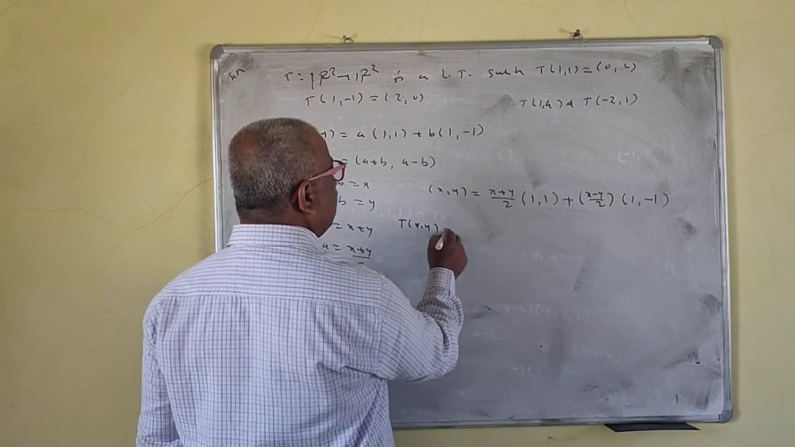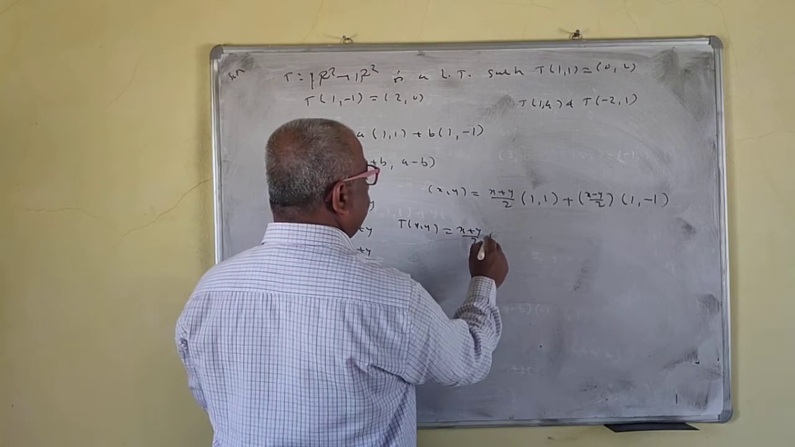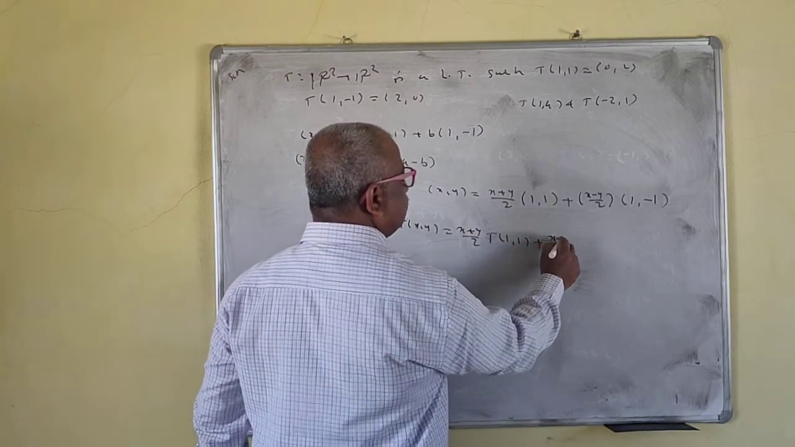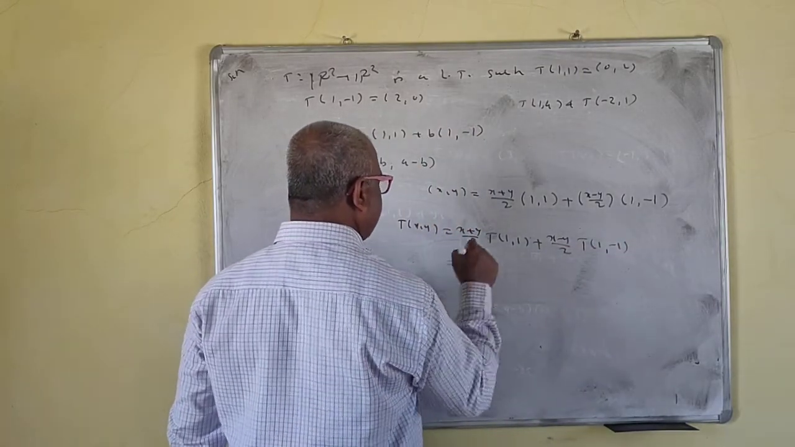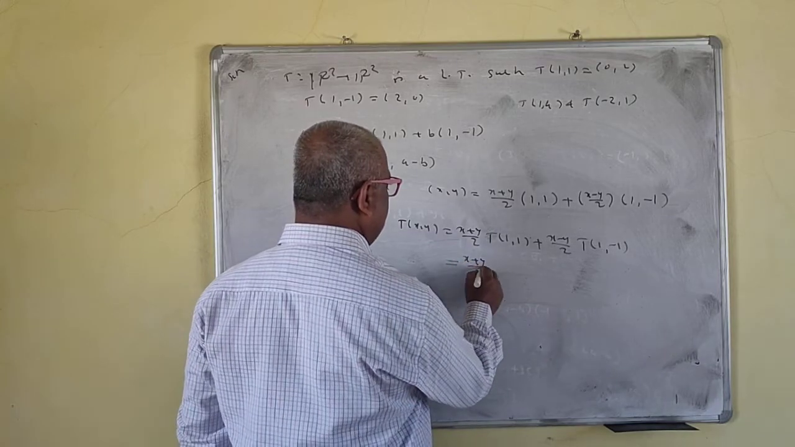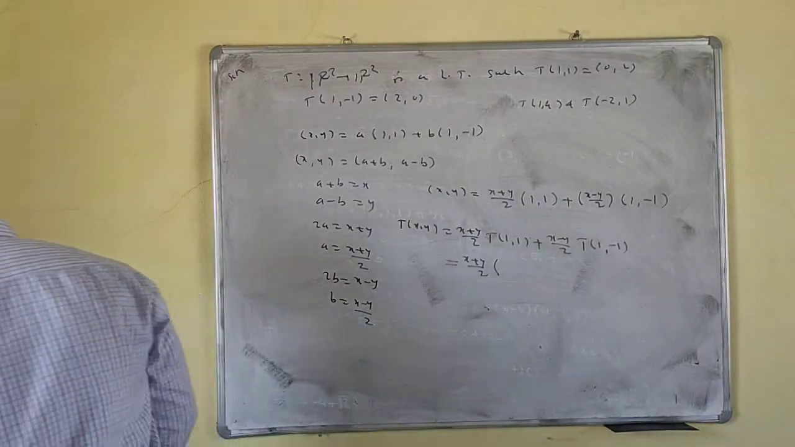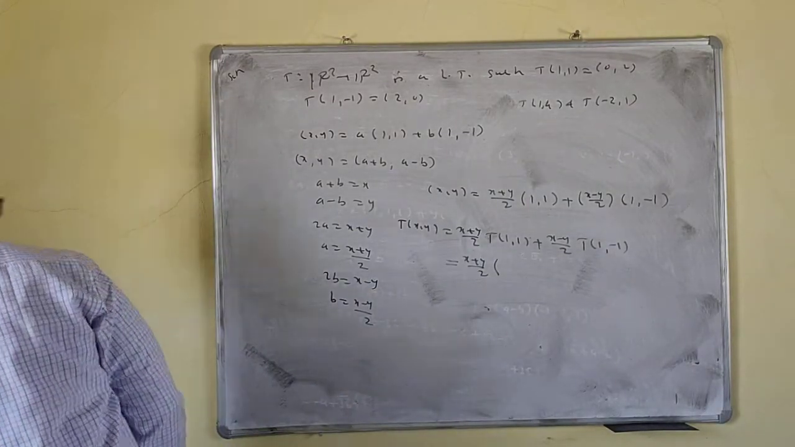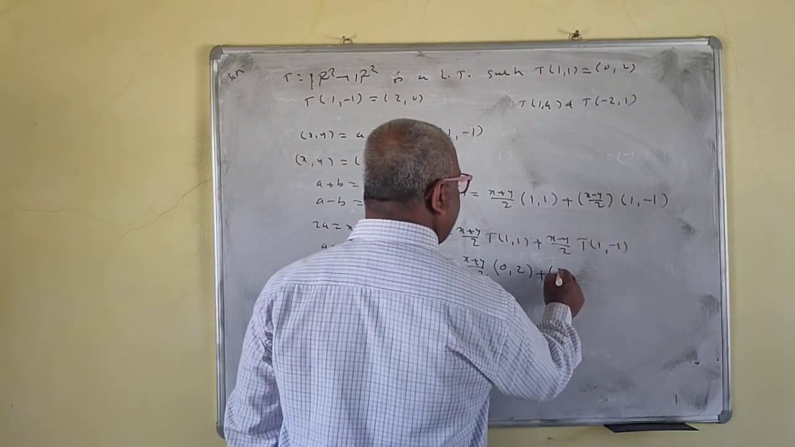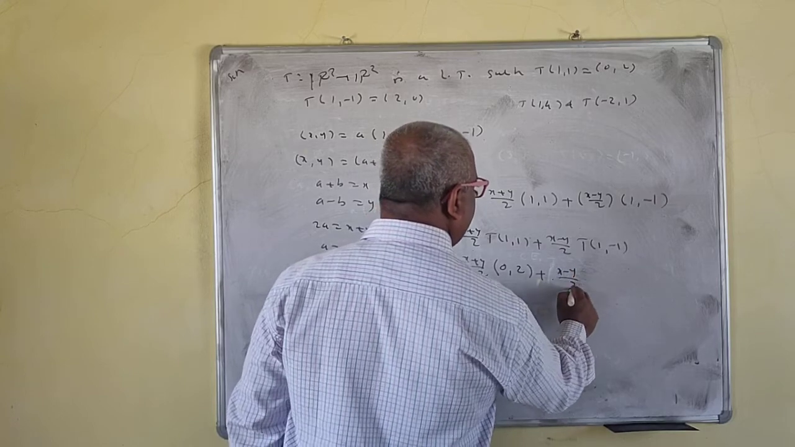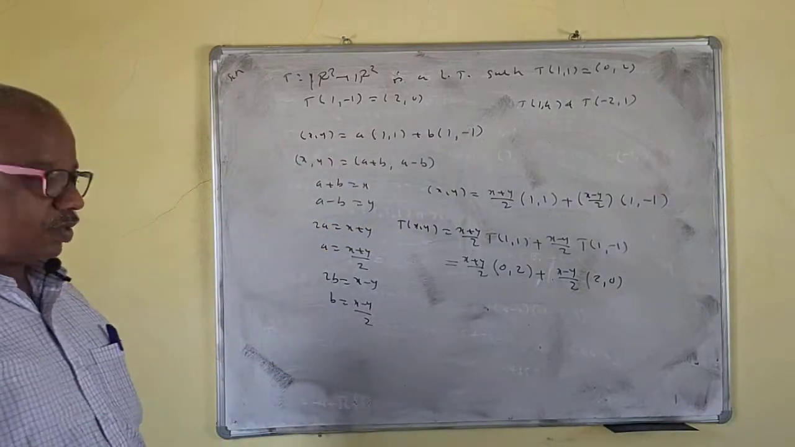So T of (x, y) is the same as (x plus y upon 2) times T of (1, 1) plus (x minus y upon 2) times T of (1, minus 1). So this is (x plus y upon 2) times T of (1, 1). T of (1, 1) is (0, 2), yes, it is (0, 2). Plus (x minus y upon 2) times T of (1, minus 1), which is (2, 0).